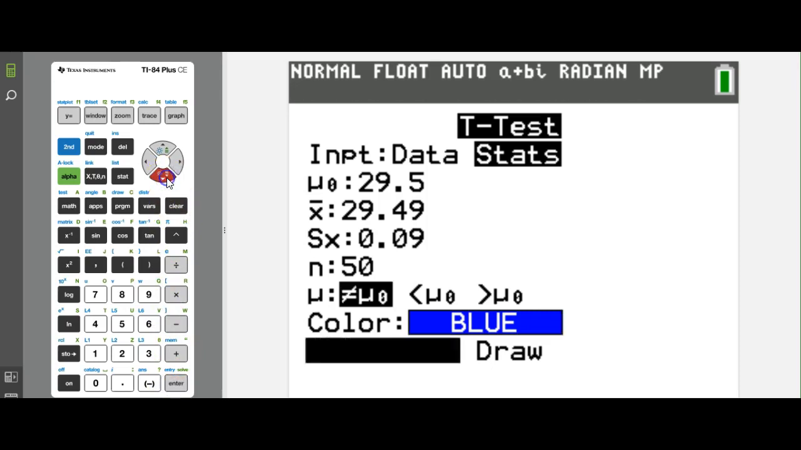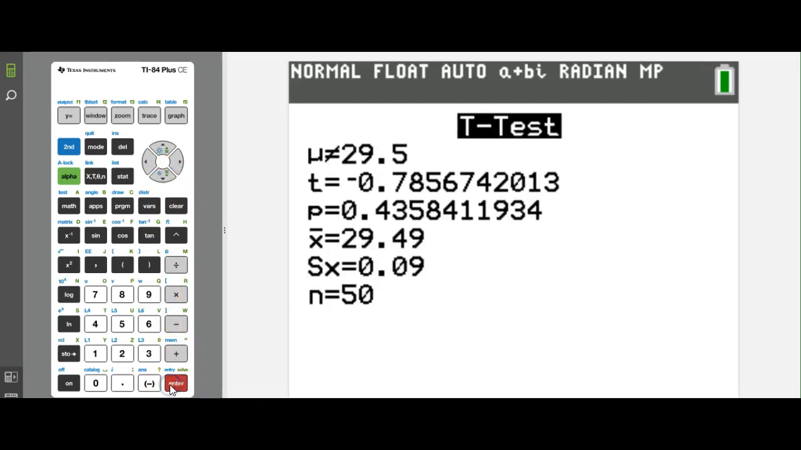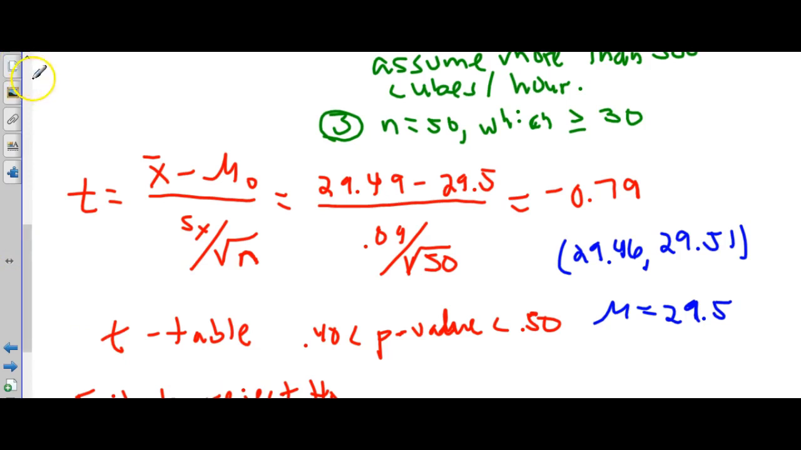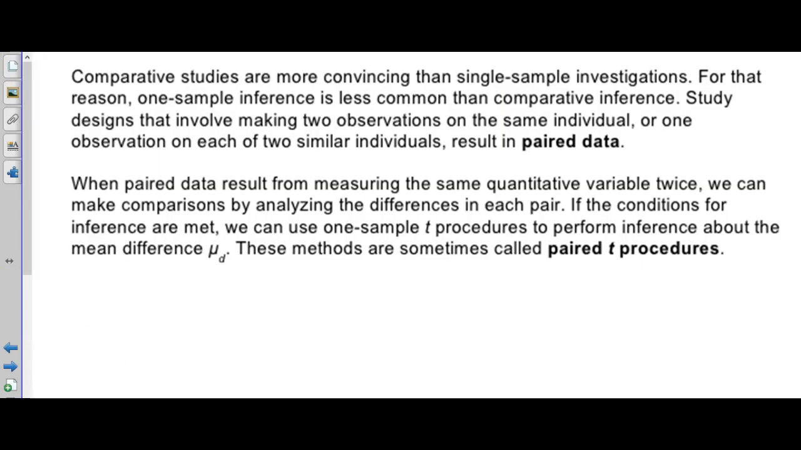And I'm actually going to just go to Calculate. And we can see that this test statistic value agrees with what we found earlier. And notice our p-value is between 0.4 and 0.5, which is what we got from our table. So if you have questions about that example, there will be time to ask questions about that in class tomorrow. But we are going to move on to talk about paired t-tests. So if you turn to the next page of your notes, here we have some information about paired t-tests.